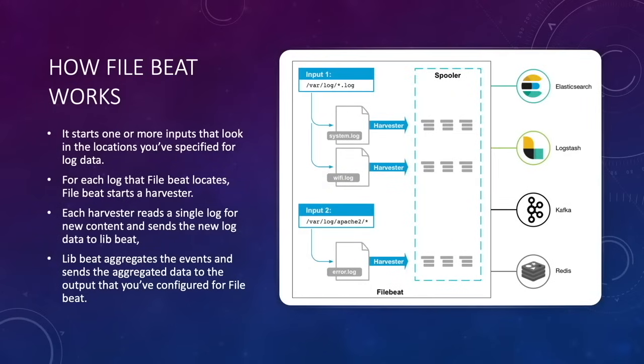Now let's have a look at how Filebeat works. Once you start the Filebeat service, it starts one or more inputs that look into the location that you specify for log data. For example, input 1 will look at var log and any log file inside var log. For each log file that it discovers inside this location, it starts a new harvester. This harvester is responsible to read the log file line by line, and it sends the data to libbeat. Now this libbeat aggregates the events and sends the aggregated data to the output that you specify. For example, it can send the data to Logstash or Elasticsearch.